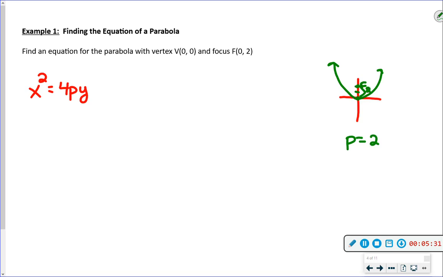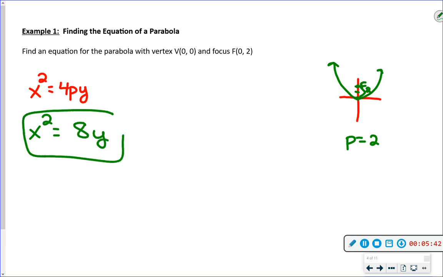So all I have to do for my equation, this is really exciting, put a 2 in there for P. What's 4 times 2? There's your equation. So just kind of practicing that vertex to focus distance, because I'm going to use it to draw in a sec. Okay, here comes the drawing skills.